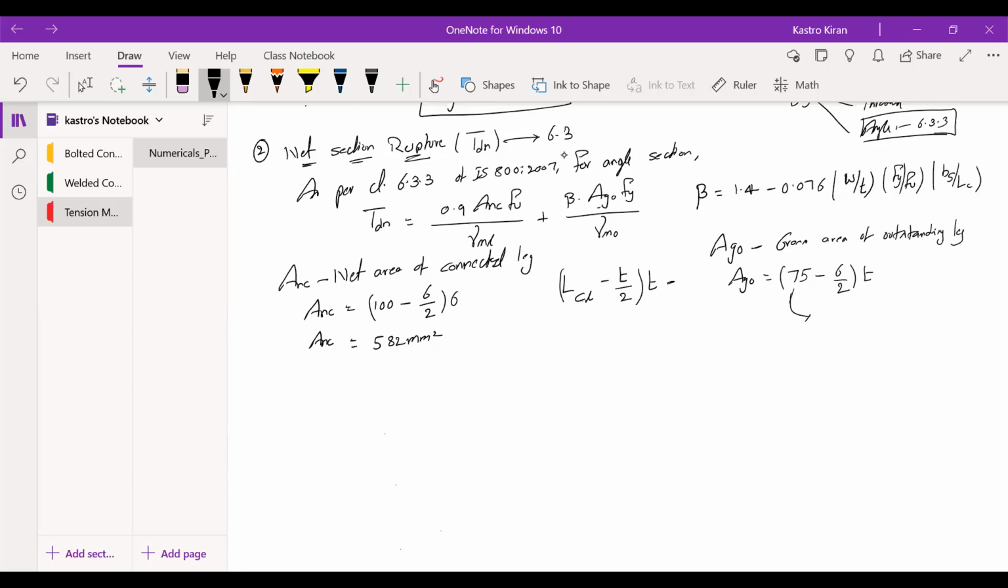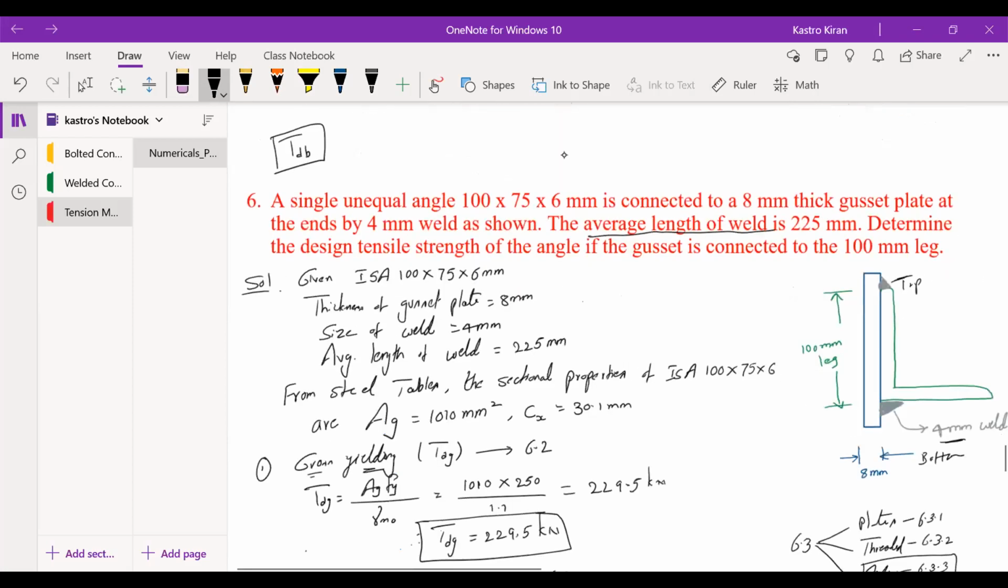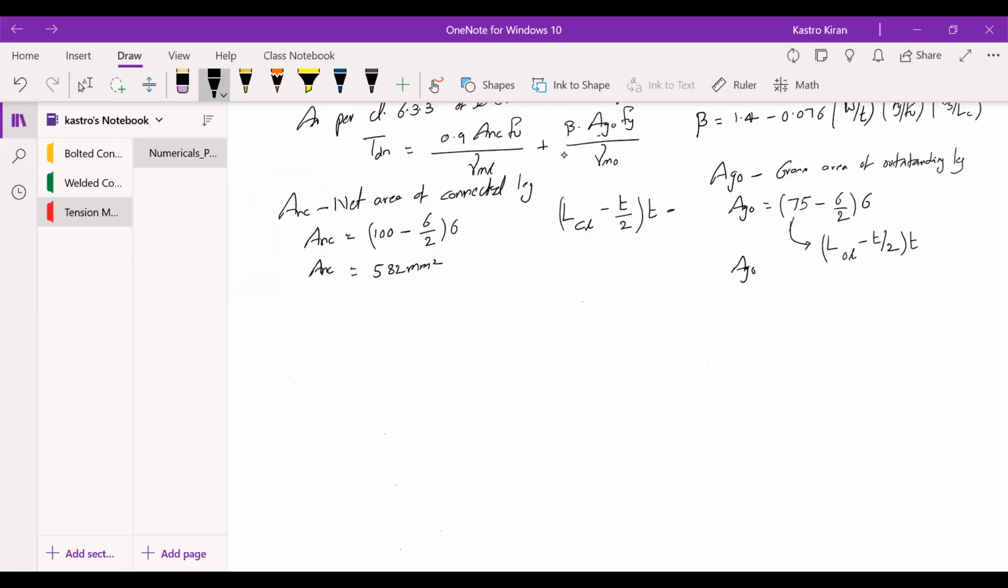So this formula can be written in this way, that is width or length of outstanding leg, OL represents outstanding leg, minus thickness by 2 into thickness. So here the thickness is 6, which is the angle section thickness. It is given. Fine. Now, we can calculate the AG naught value also. The AG naught is obtained as 432 mm square.